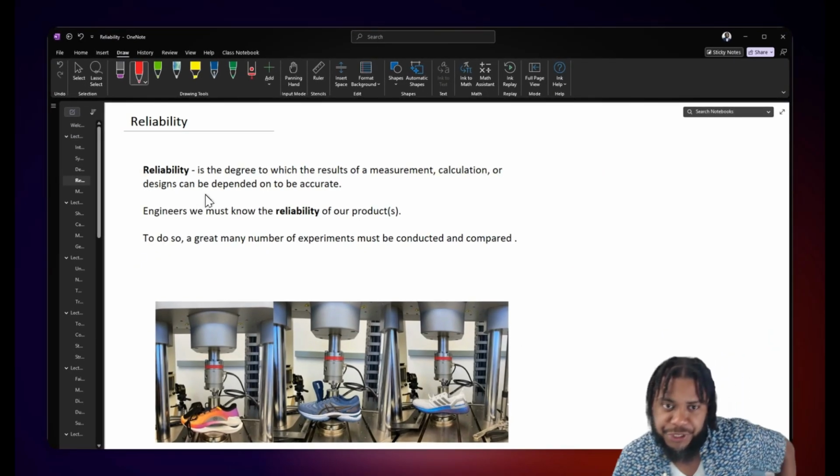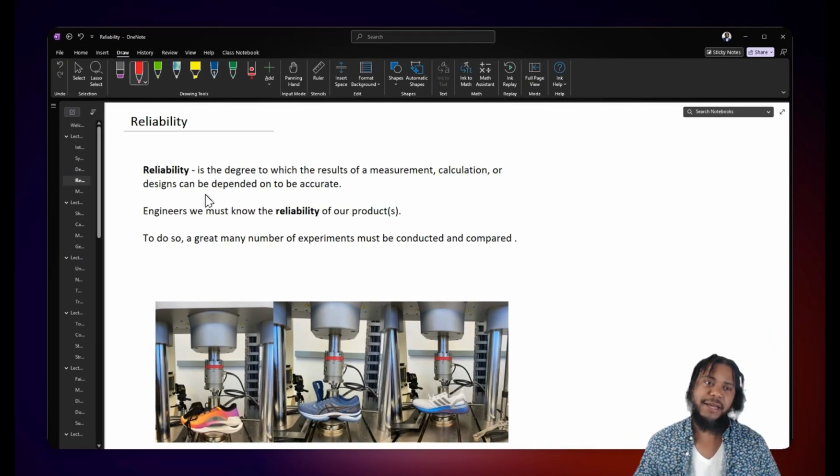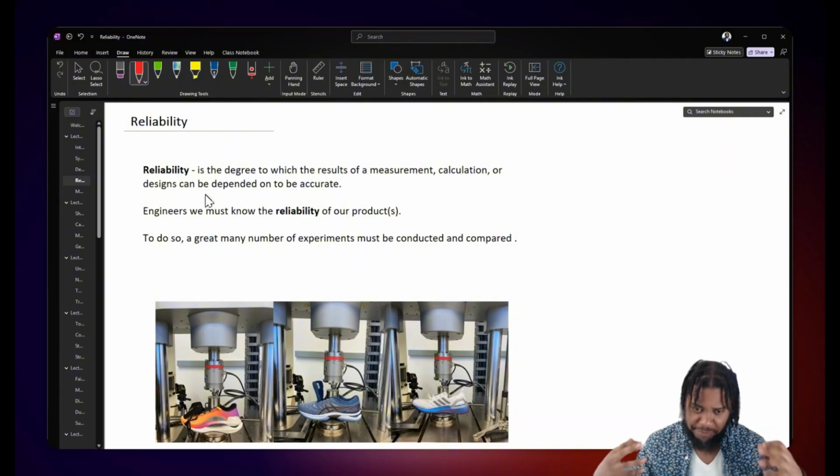Reliability is a degree to which the results of a measurement, calculation, or design can be depended on to be accurate. As engineers, we must know the reliability of our products. And to do so, we have to conduct a great many experiments in order to evaluate the properties and performance of our designs.